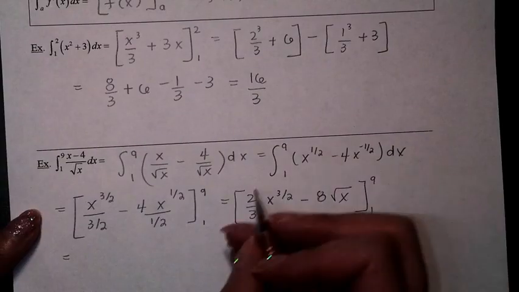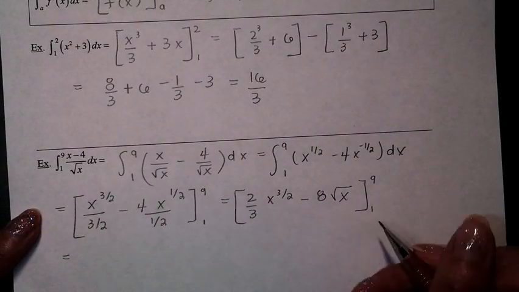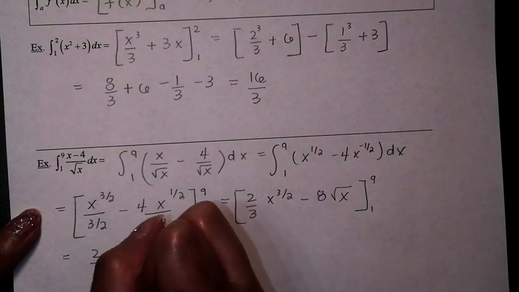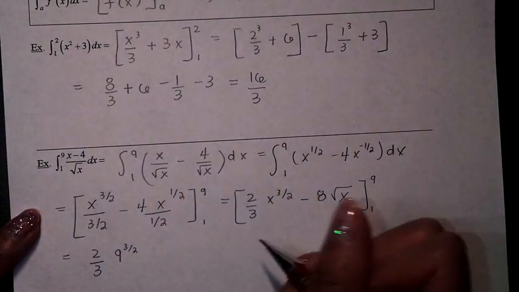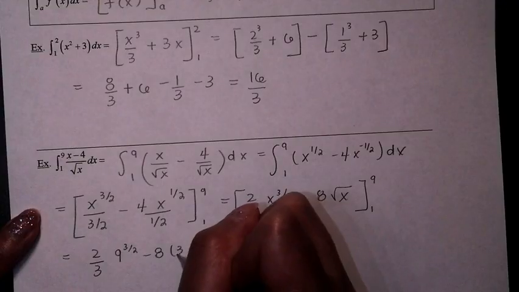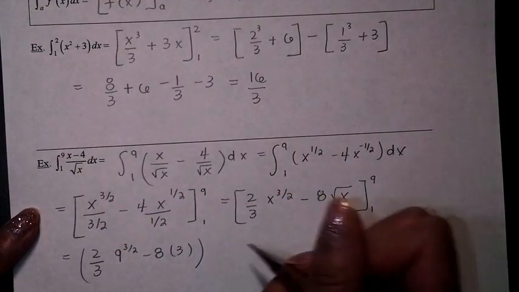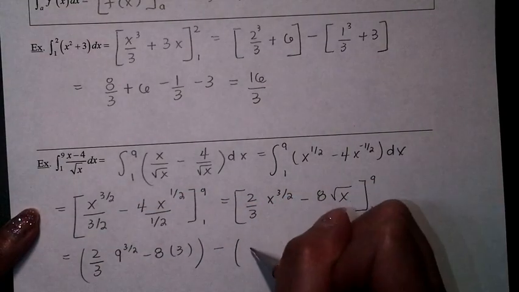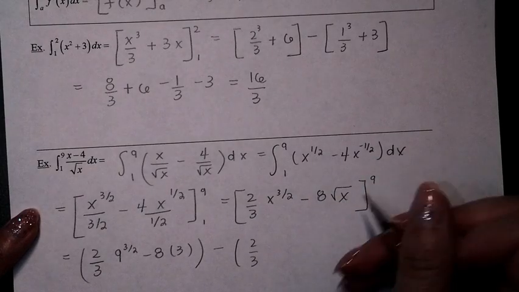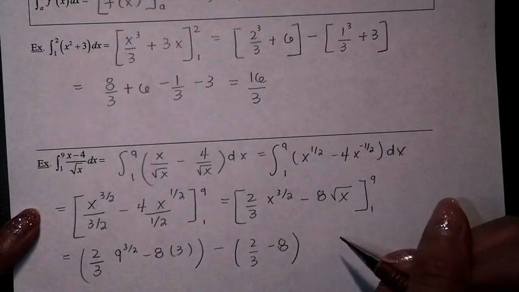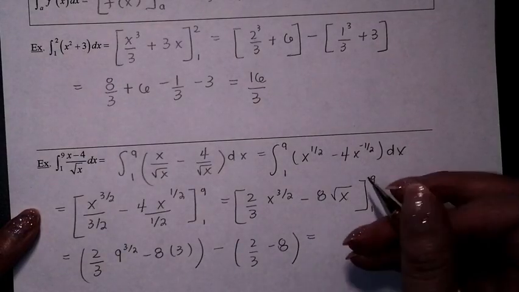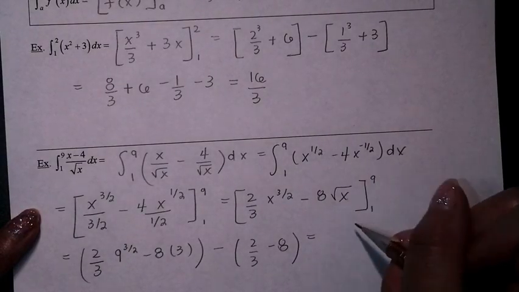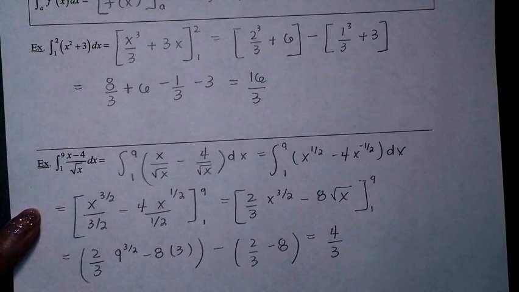You are going to replace, so you're going to put the 9 there. Then you have 9 to the power of 3/2 minus 8 times 3. That's your first part, minus, and then you plug in the 1. So 2/3 minus 8. Do you agree with that? Yes. Okay, and then this is going to be equal to 4 over 3. Happy?